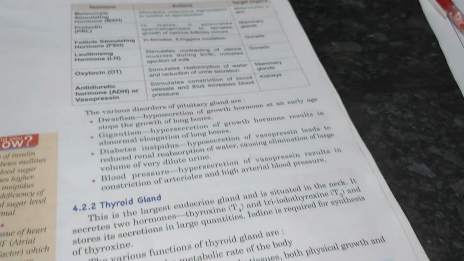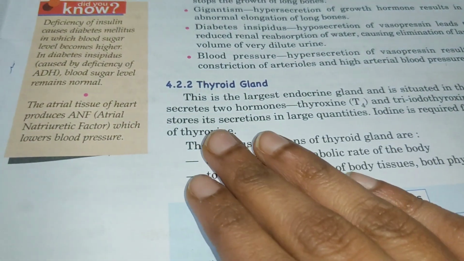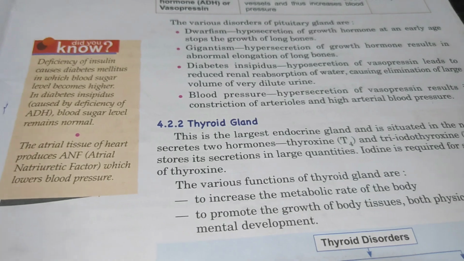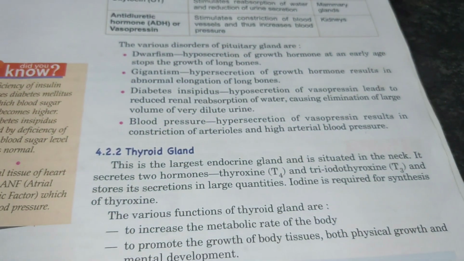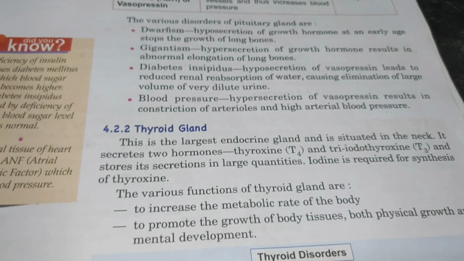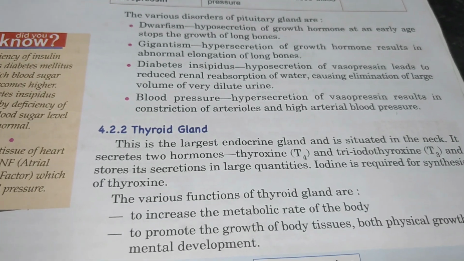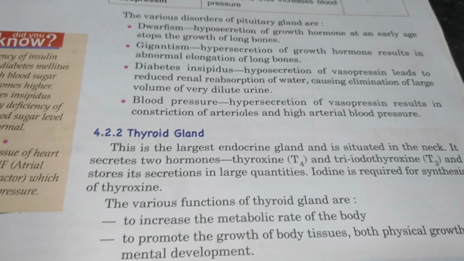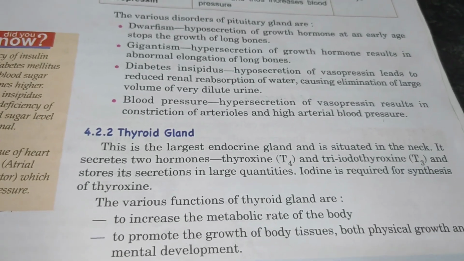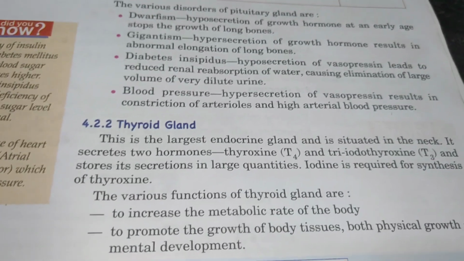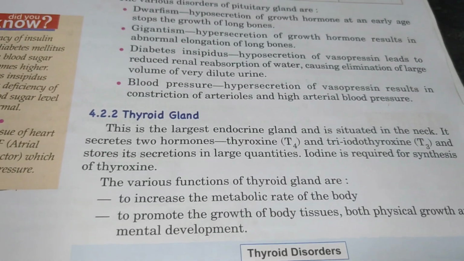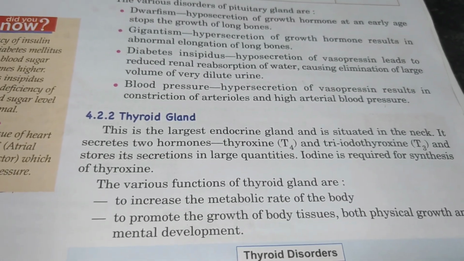Next is the thyroid gland, a very important gland. This is the largest endocrine gland and is situated in the neck. It secretes two hormones, T4 and T3: thyroxine and triiodothyronine. It stores its secretion in large quantities. For this we need iodine. If we eat iodized salt more, then thyroxine will be produced.